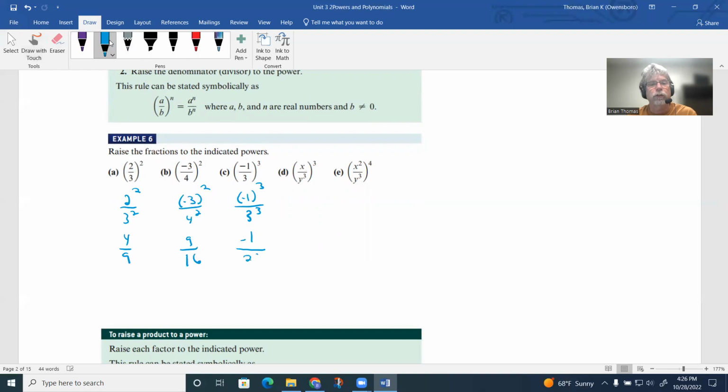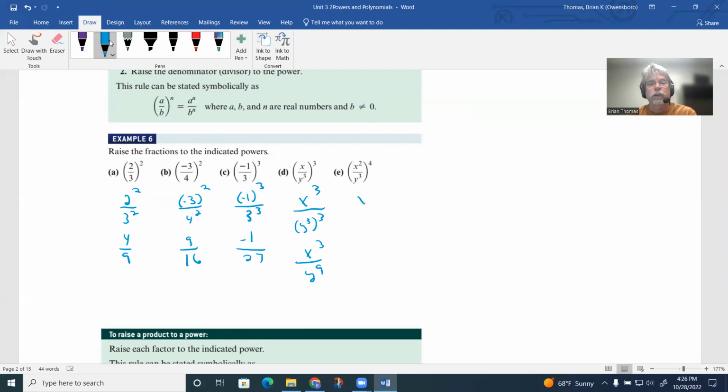So -1/27 would be that answer. Here, I kind of like it because its variables are a little bit easier. So this is going to be x cubed, and then on the bottom I'm going to have y cubed, cubed. Again, it's a good idea to show those parentheses there to show a power to a power. So that's going to be x cubed over y to the 9th.